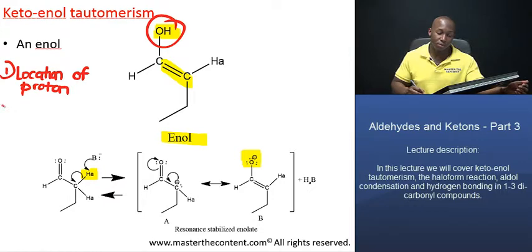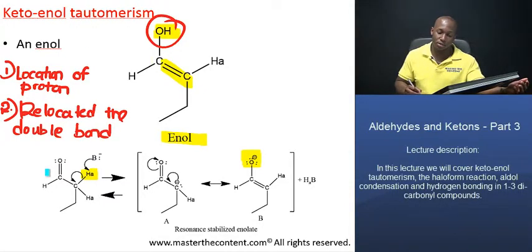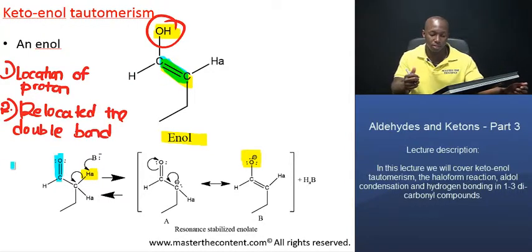Now the second thing I want you guys to take note of is a simple fact that we also relocated the double bond. And this is very plain to see. As you can see in the original carbonyl compound, we had the double bond right there between the carbon and the oxygen. And in our enol, the tautomer, we have the double bond between those two carbon atoms right there. So we've relocated the proton, and we have also relocated the double bond.